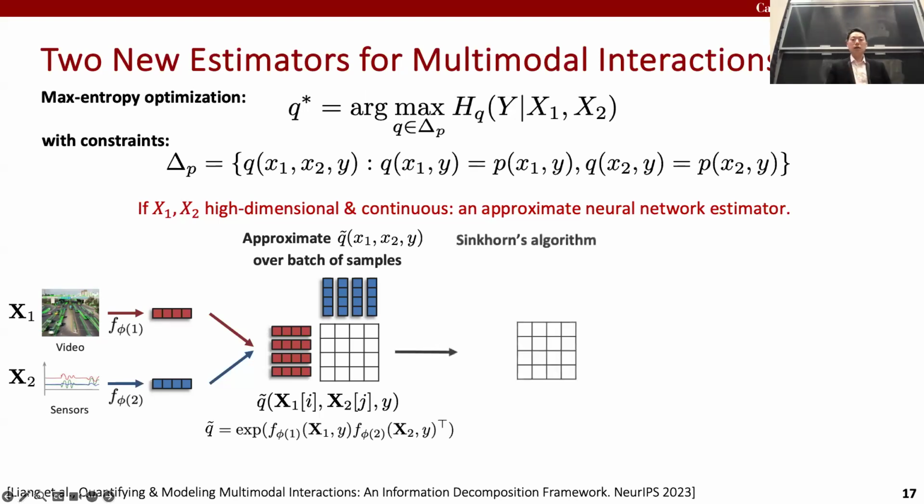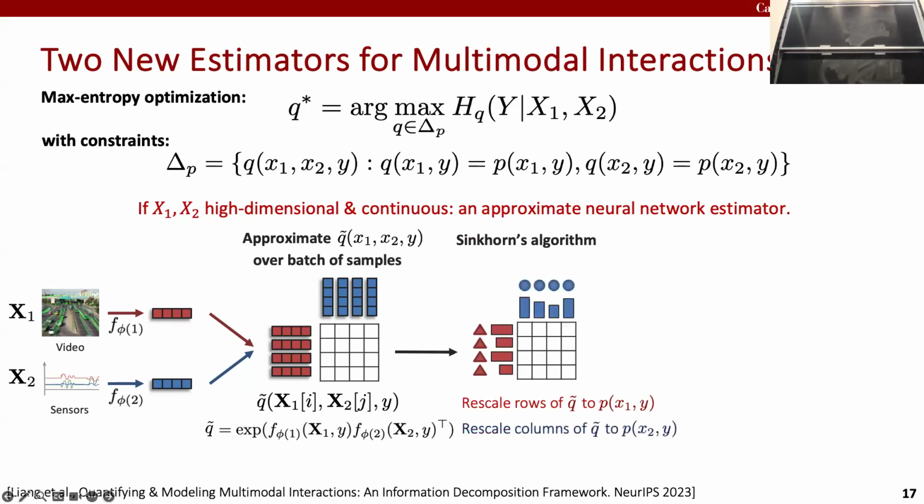Now, again, a main part is to make sure this Q tilde still respects your constraints, that it falls within this set of unimodal marginals. But that can be done very easily. That can be done using a Sinkhorn algorithm, which is a differentiable algorithm that rescales the rows of your matrix to follow some desired row marginal, P of x1 and y, and rescales the columns of your matrix to follow some desired column marginal, P of x2 and y. So again, this makes sure that Q tilde has the same marginals, which means that it has the same redundant and unique information.